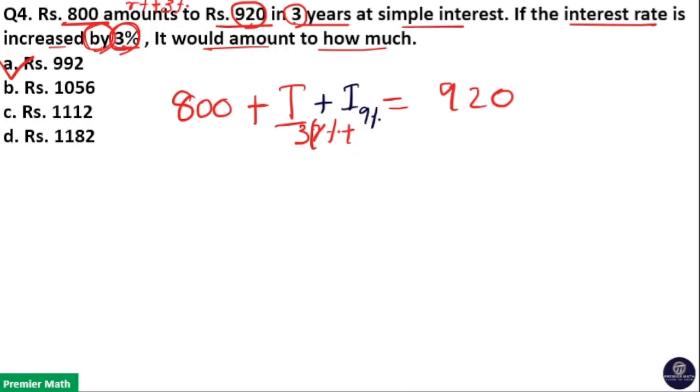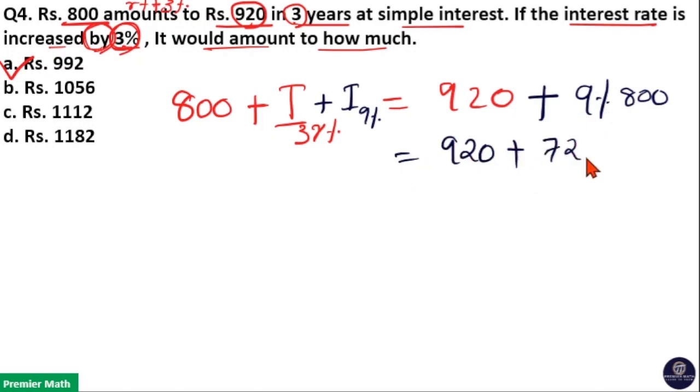Interest for 9%, which is equal to 920 plus interest for 9%, which is 9% of 800. So, which is equal to 920 plus 72, 992. So, option A is your answer.